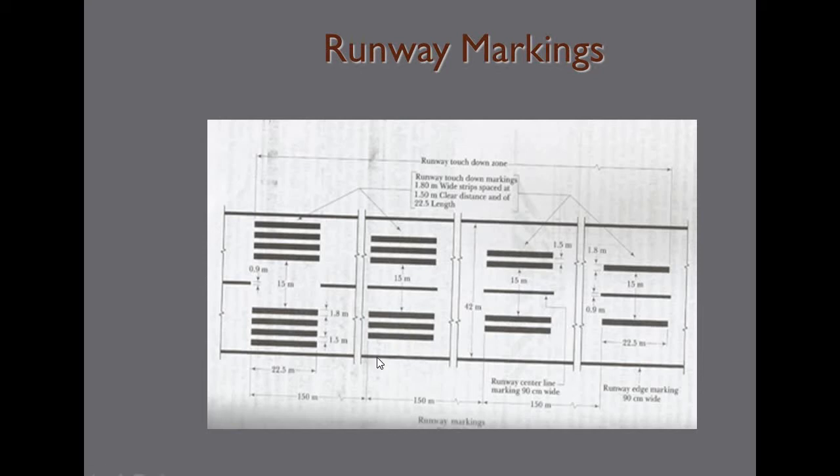So these are the edge strips that are marked out at the edge of the runway, along both the edges of the runway. And these are runway touchdown markings or landing markings, which are 1.8 meters wide strips placed at 1.5 meter clear distance of 22.5 length. So they are placed in decreasing order along approaching runway.